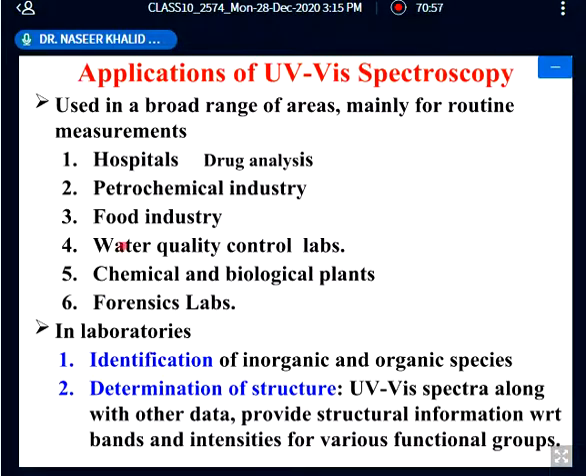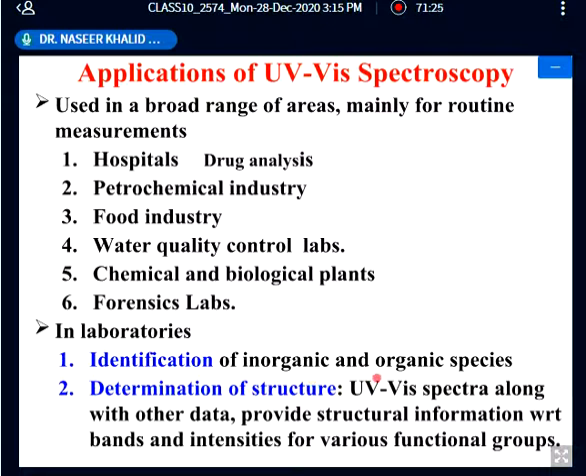Applications. They are used in hospitals, for example, for drug analysis, in the petrochemical industry, in the food industry, in water quality control laboratories, in chemical and biological plants, in forensic labs, in chemistry laboratories for the identification of what?